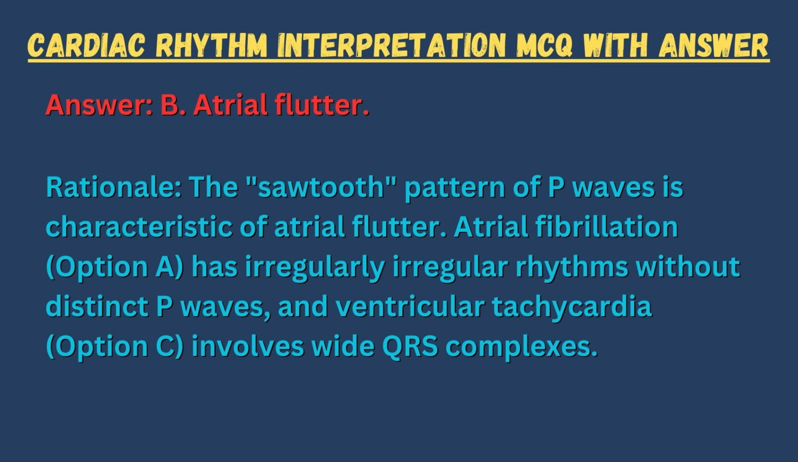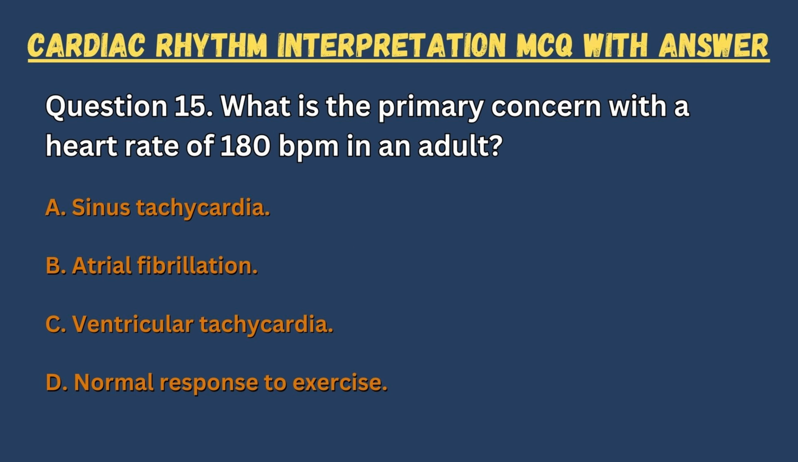Answer. B. Atrial flutter. Rationale. The sawtooth pattern of P waves is characteristic of atrial flutter. Atrial fibrillation, option A, has irregularly irregular rhythms without distinct P waves, and ventricular tachycardia, option C, involves wide QRS complexes.